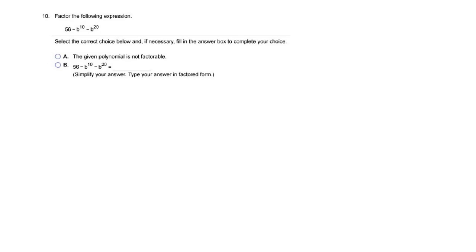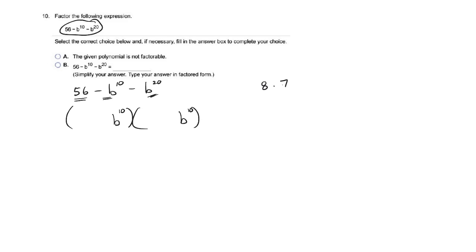Okay, in this video we are factoring this expression: 56 minus b to the 10th minus b to the 20th. Now you could just factor it as it sits, but you have to think backwards. So you have to think, what can I split b to the 20th into? I can split that into b to the 10th and b to the 10th, and then two things that multiply to 56 and add to -1. So I think 8 times 7 is 56.